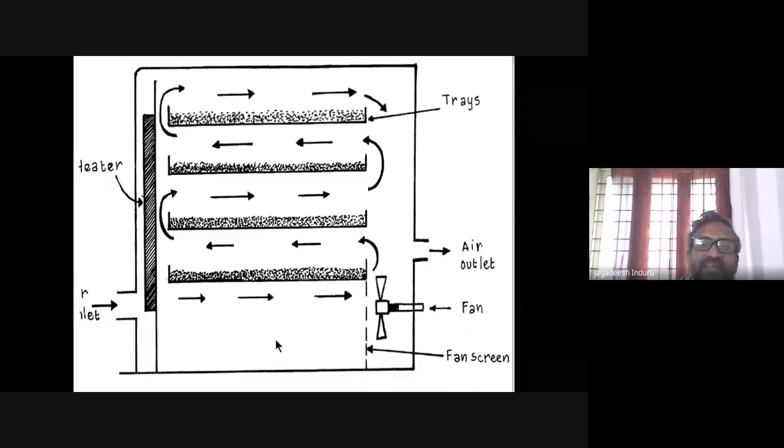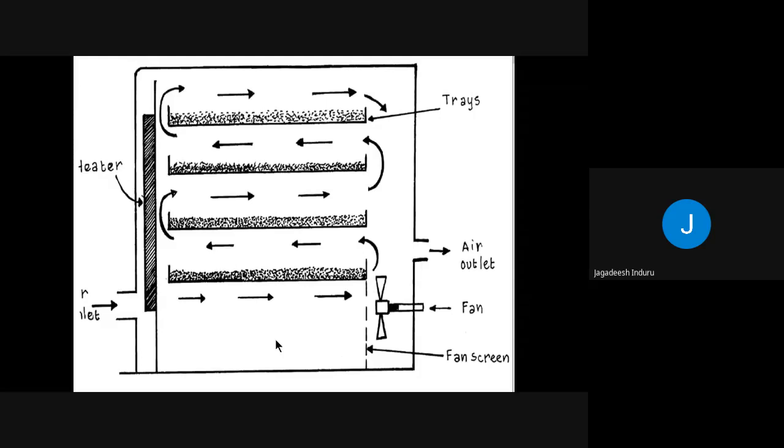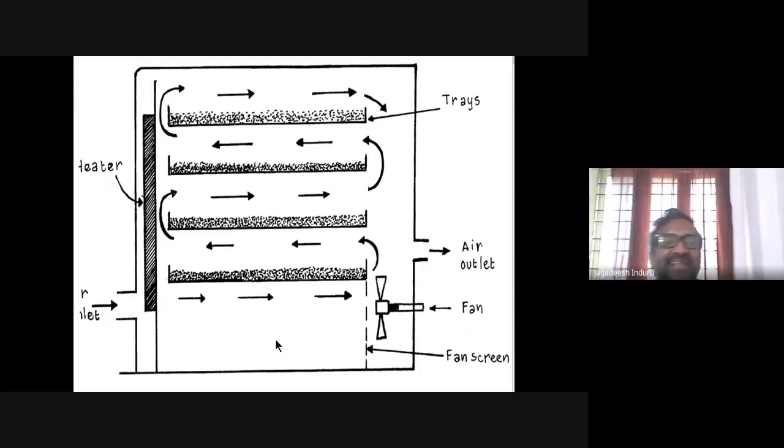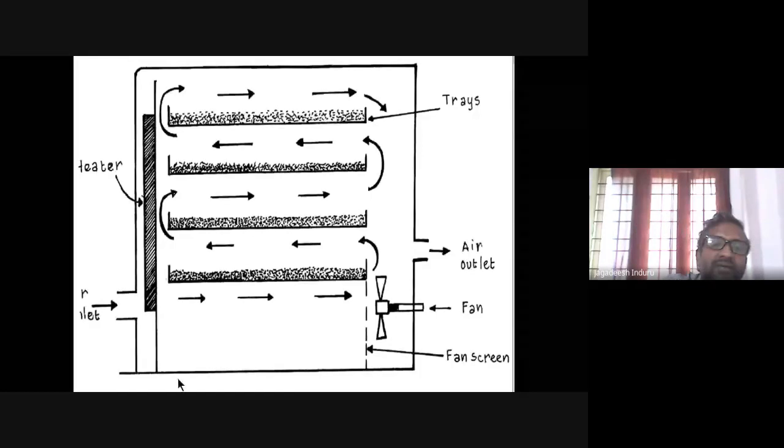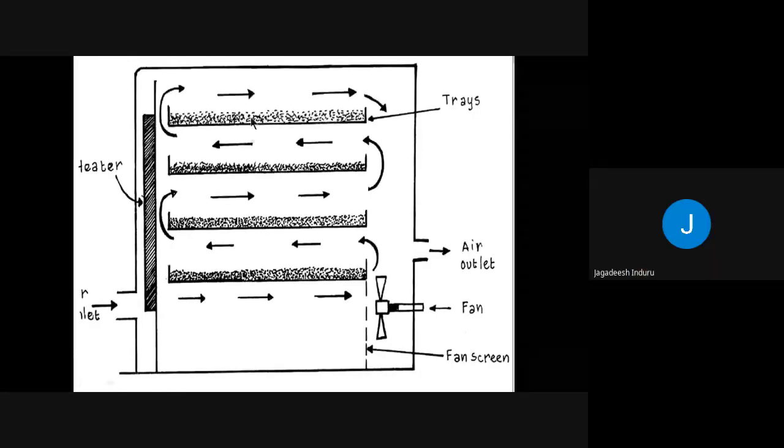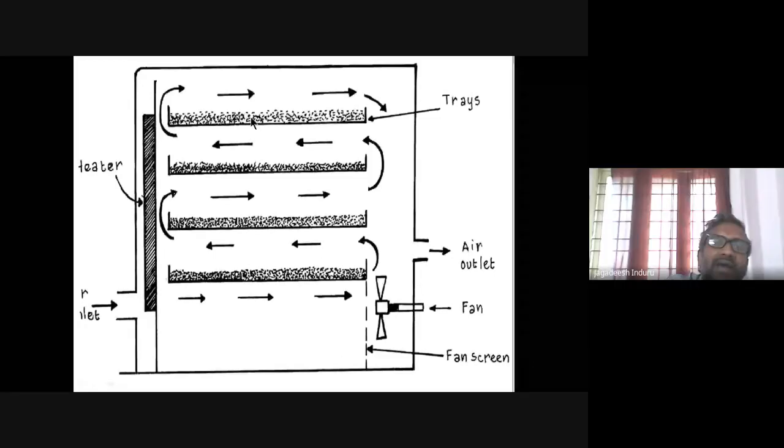If you see here, you have the air inlet at the extreme left. The heater is present on the left. That is, coils are present inside that dryer, supplying heat to the material present in the trays. In this diagram you have 4 trays: first tray, second, third and fourth. These 4 trays have a certain area. If your dryer is square type, you may have 3 feet by 3 feet, 9 square feet of material, which you can keep at a certain thickness.